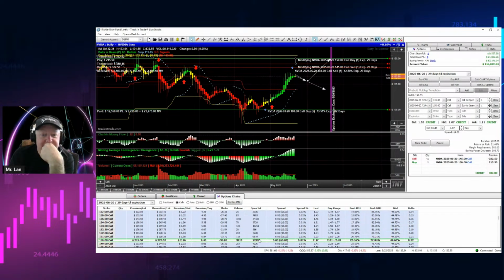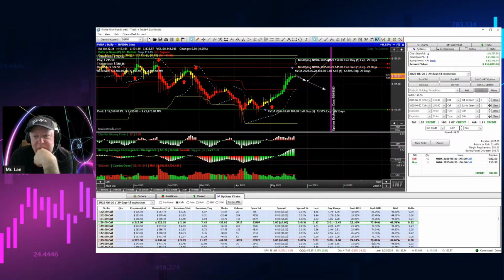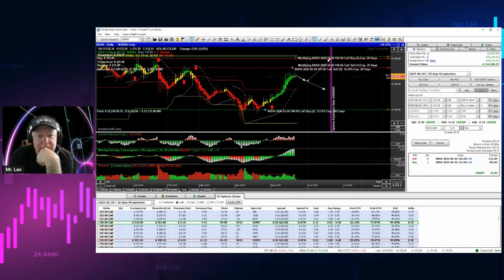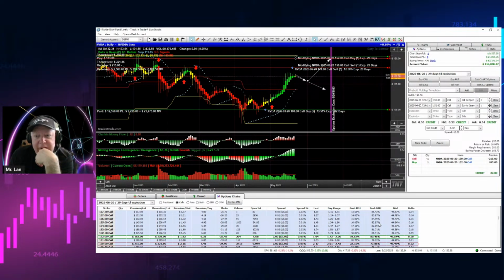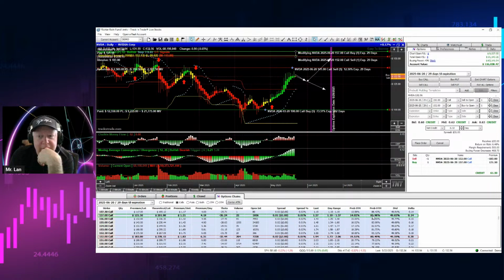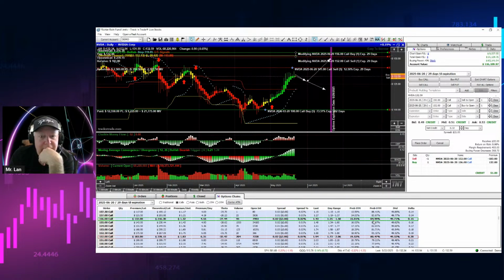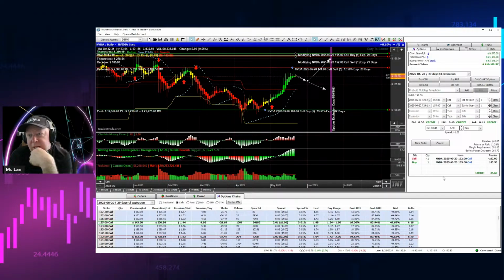We could even go out a little further. See this one, what's the odds on this one? This is only 70%. Usually we like to do 80%. So we could bring this all the way out here, and then that one would have to come all the way out here. Let's put it right there. What would that give us? That would be receiving a 13% return.